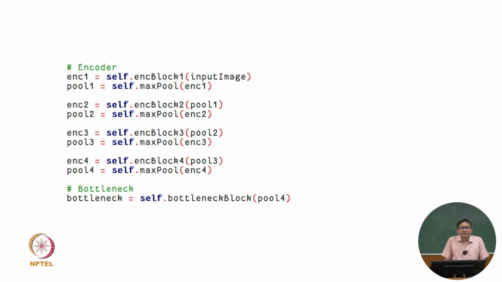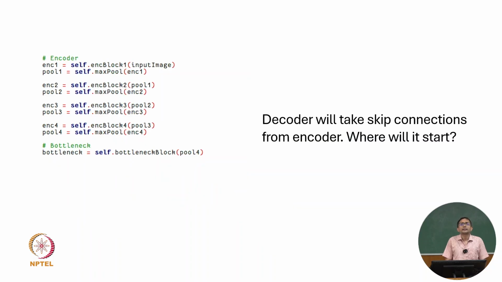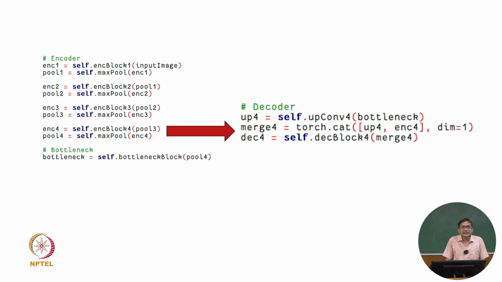Now let us add the decoder to this. The decoder will have skip connections from the encoder. So the first block of the decoder will have a skip connection from which block in the encoder? Just take a pause for a few seconds. Think about this before moving forward, before seeing the answer yourself. So let us see it.